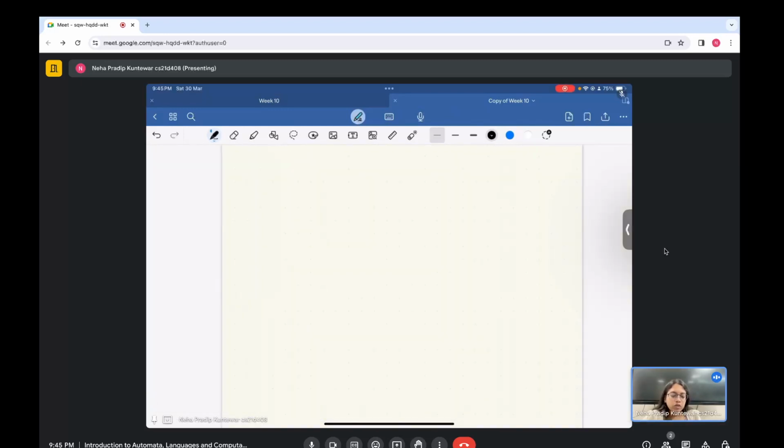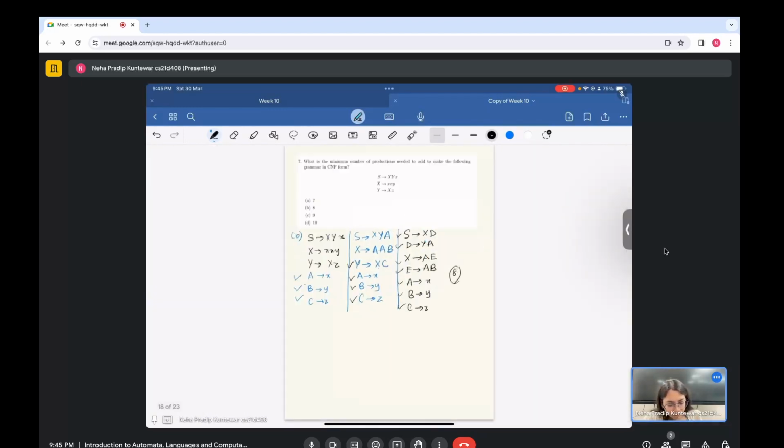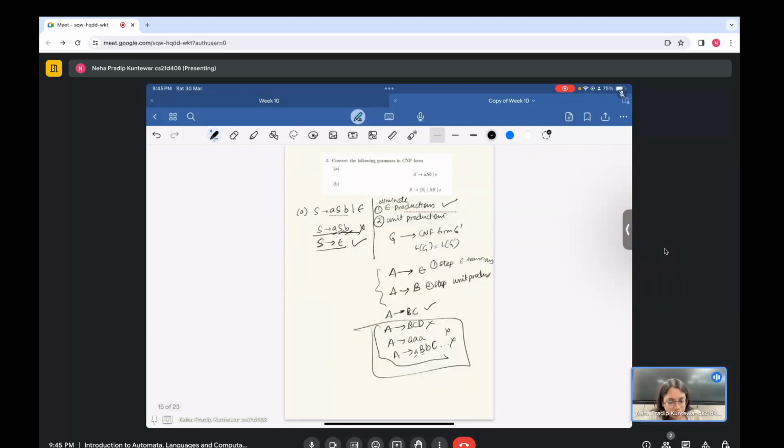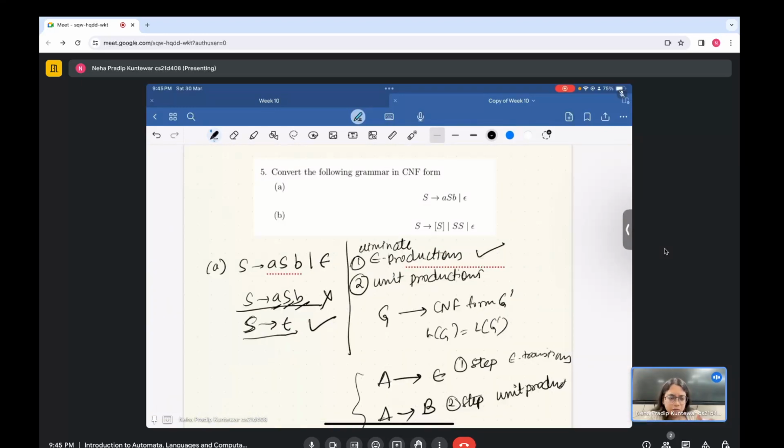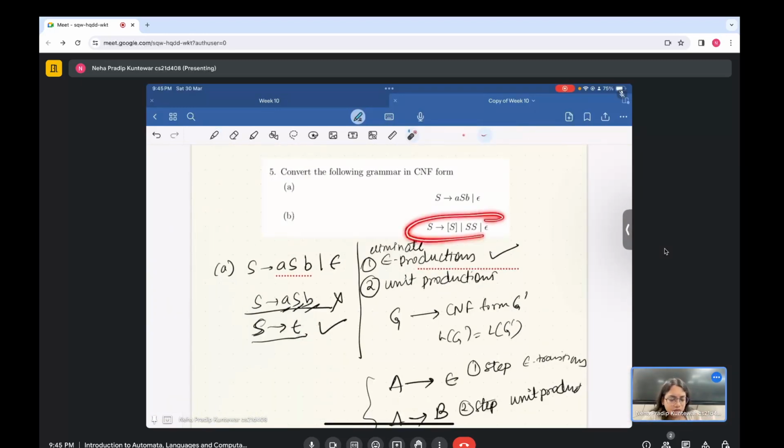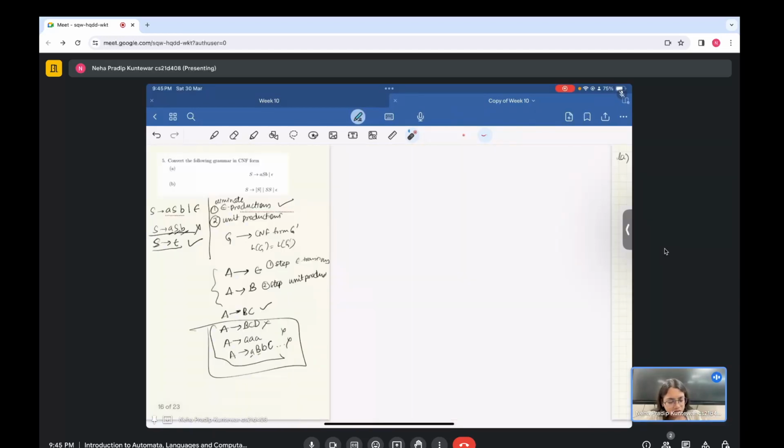Okay, we will do the second part as well. The second question is almost similar. This is what you have, so maybe I'll just get this on the other page.